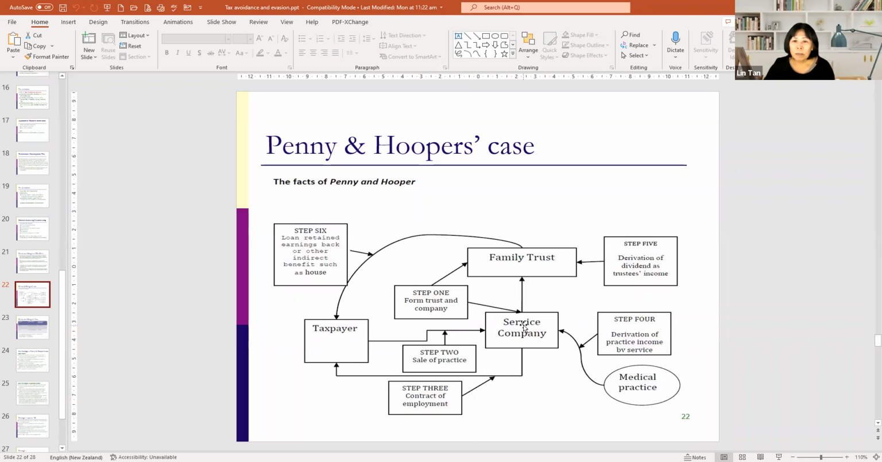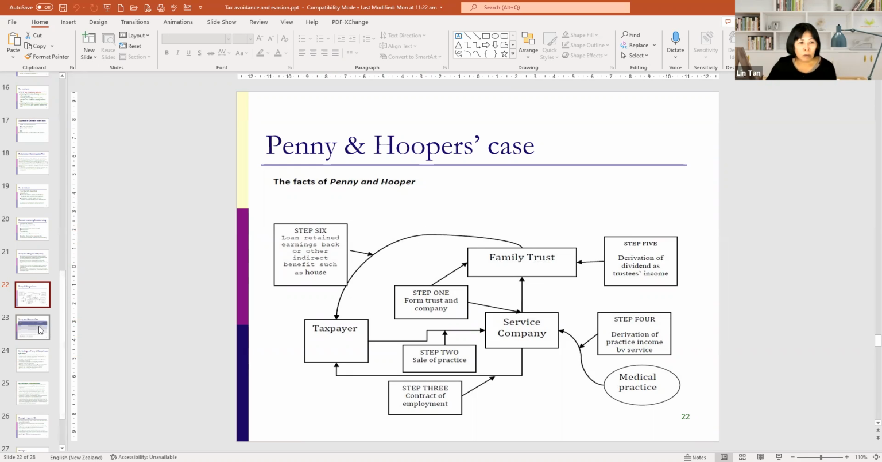And the service company, from all the income they derive, will pay a salary to this taxpayer, and the balance will be distributed out to the family trust. And once it goes to the family trust, it can go to the beneficiaries, you can go on to buy a house, and the beneficiaries can live in the house, and so on and so forth. So you can see that there are a lot of benefits for them to actually restructure.